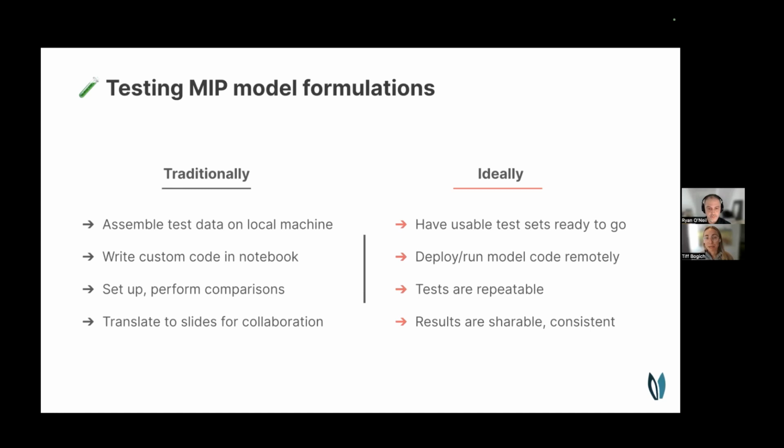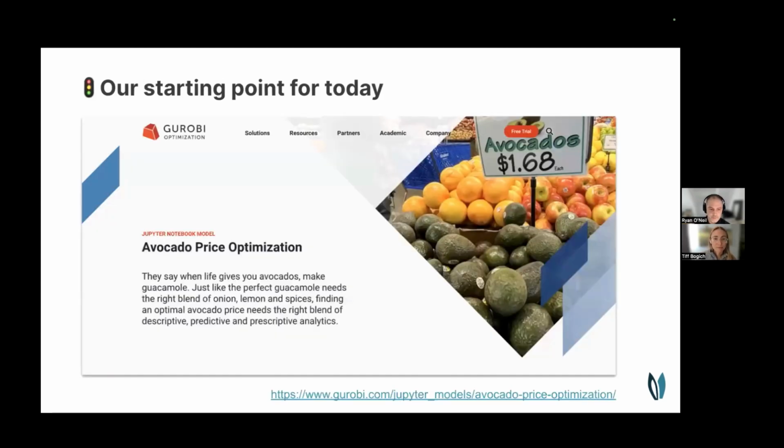And tests would be repeatable by anyone else on the team, so they could go in and rerun things and check my work. And then results are easy to share and consistently formatted, so going back and doing iterations doesn't mean I have to redo all of my results as well. This ideal world is what NextMove enables and what we'll dive into today with a Gurobi Pi example.